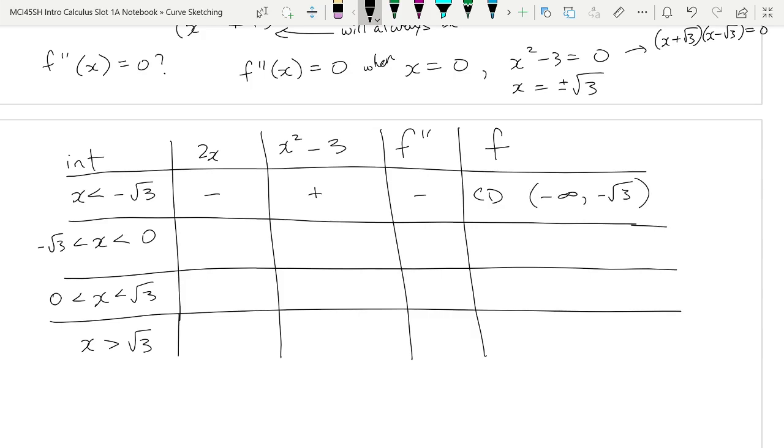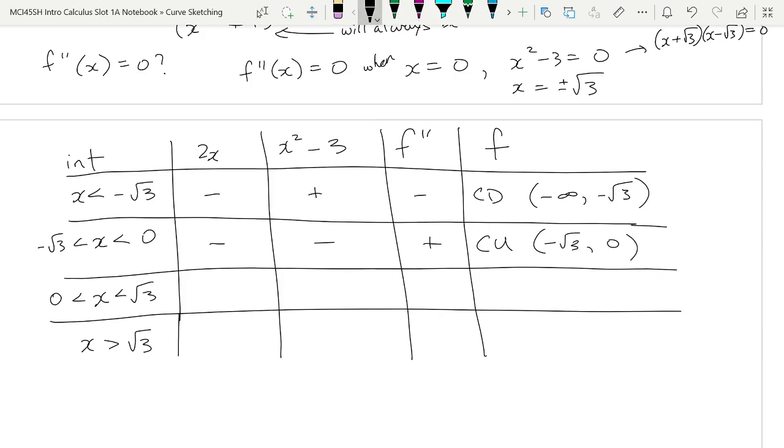Okay. Now let's pick a number between negative root 3 and 0. How about negative 1? Because root 3 is roughly 1.7, I think. So negative 1 would be a good pick. Negative 1 makes this factor negative. It also makes this factor negative, because even though you square a negative 1 and get a positive, that's still smaller than 3. So negative, and a negative times a negative is a positive, so we're concave up in the interval from negative root 3 to 0. That's a 3. Sorry. Terrible writing.